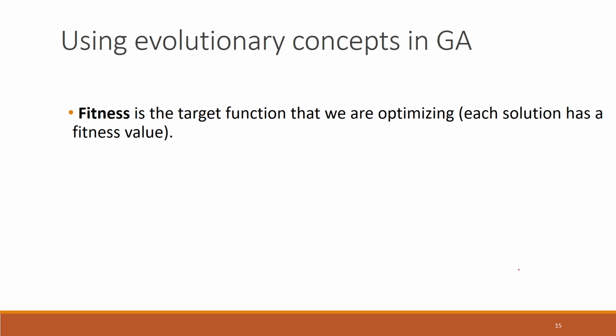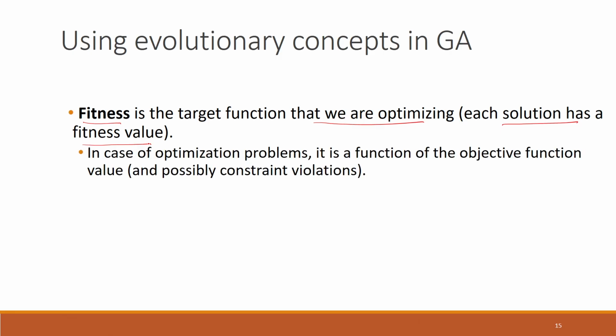Okay. So as I had mentioned, in the selection process, the strings that are fitter have higher likelihood of getting passed on to the next generation. So therefore we need to have this concept of fitness for every solution that we have. So fitness is the target function that we are optimizing. Each solution in this genetic algorithm will have a fitness value. In case of optimization problems, it is a function of the objective function value, and also constraint violations if there are any. Okay. So let me give you an idea here.